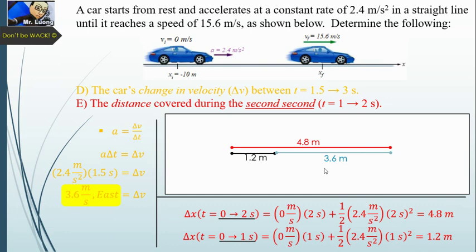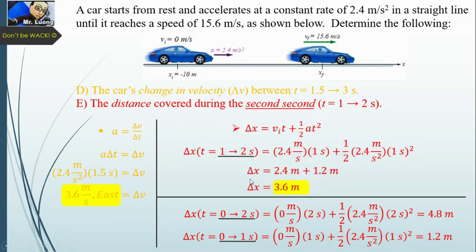So in this case, it would just be 3.6. 4.8 minus 1.2 would give you 3.6. Okay, I don't like the second strategy because it's a bit more work. I like this first strategy a lot better.